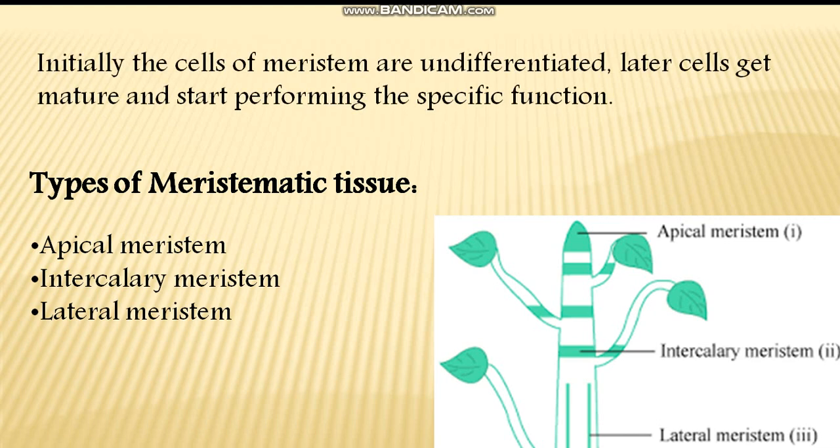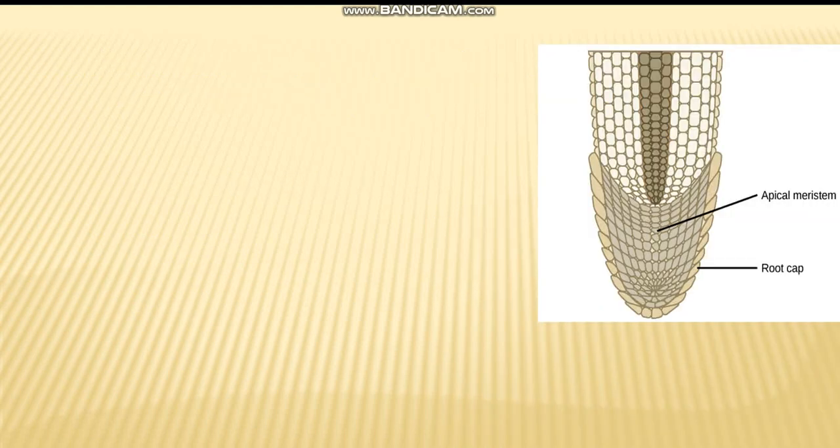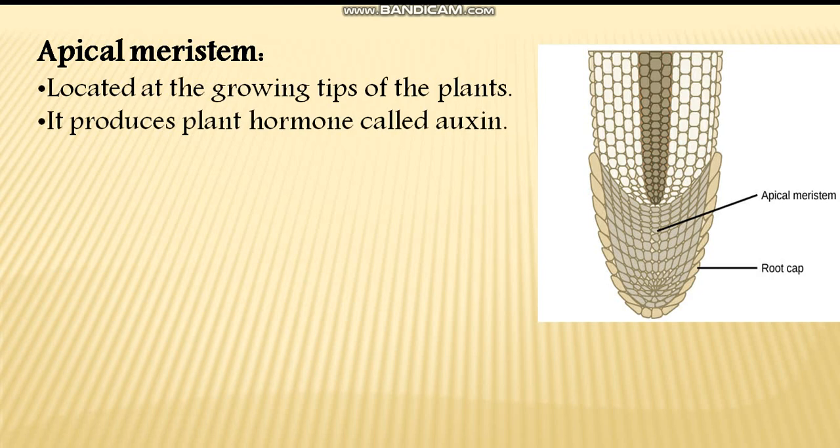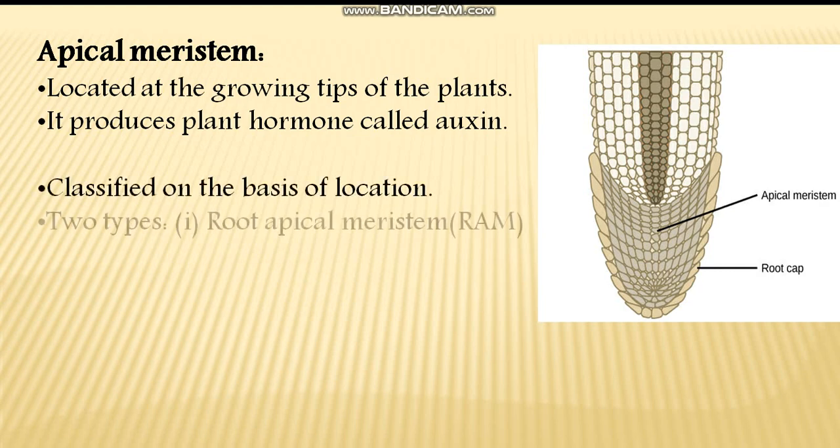Actually, the meristematic tissues are undifferentiated, but as soon as they mature, they will start performing a specific function. Now comes the apical meristem. As you can see, the figure given over here is of the root tip, and this root tip is covered with the root cap. Apical meristems are mainly located at the growing tips, and these growing tips are the root tip and the shoot tip. Now the apical meristem produces a plant hormone which is called auxin, and this apical meristem has been classified on the basis of the location.